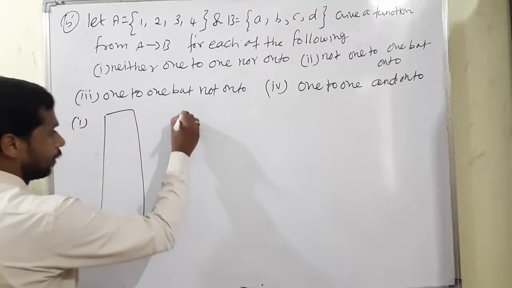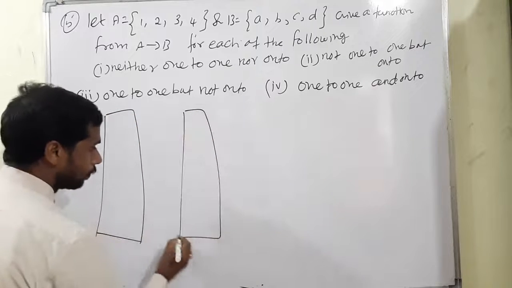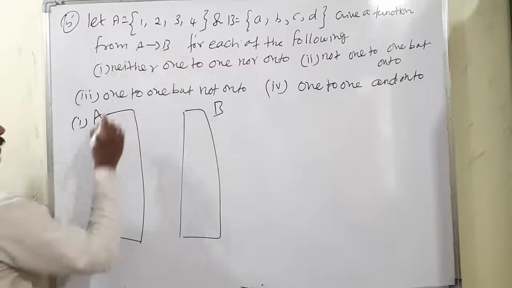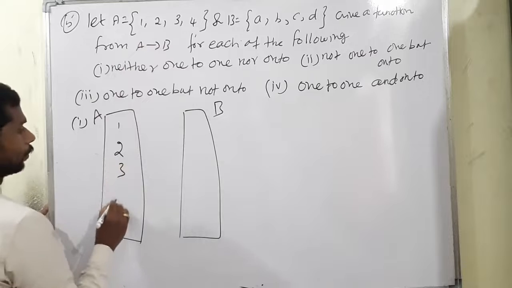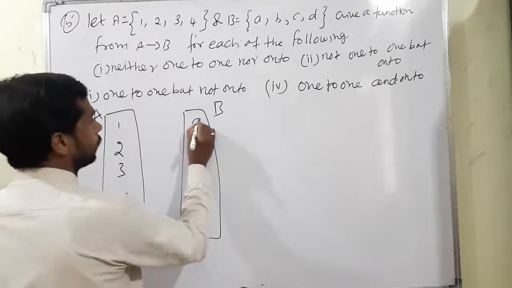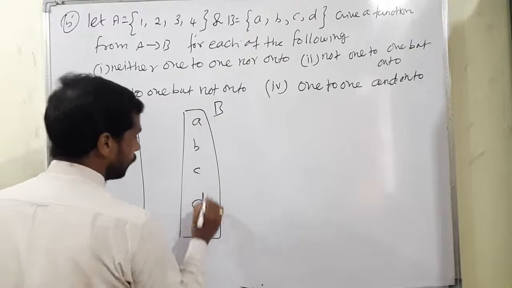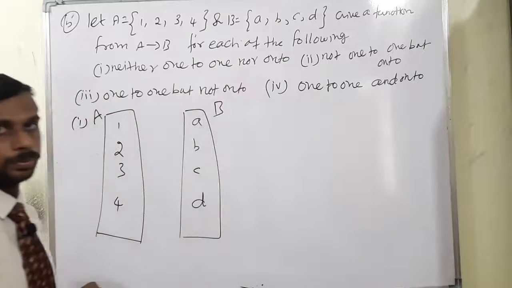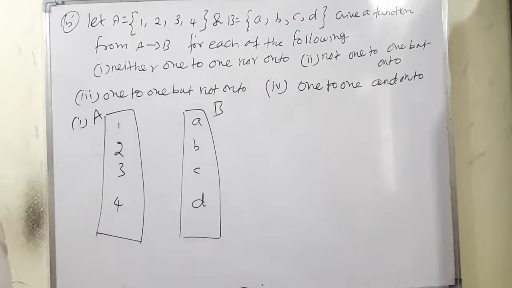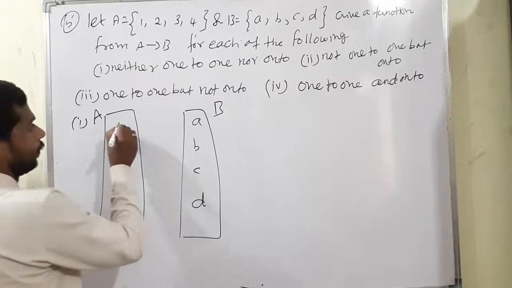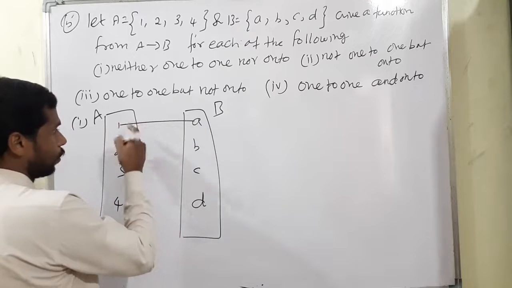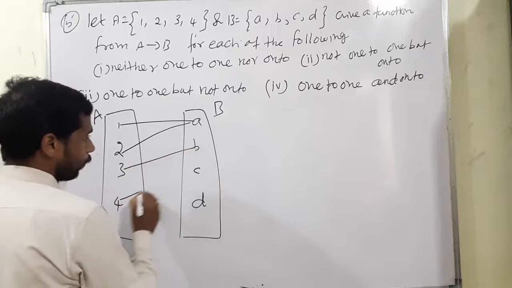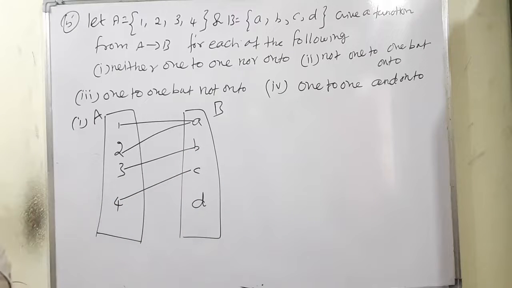This is set A and this is set B. A is considered for 1, 2, 3 and 4, and B is considered for A, B, C and D. The first one is neither 1 to 1 nor onto, so we have to show it is not 1 to 1 and not onto. So 1 maps to A, 2 also maps to A, then 3 maps to B, and 4 maps to C.